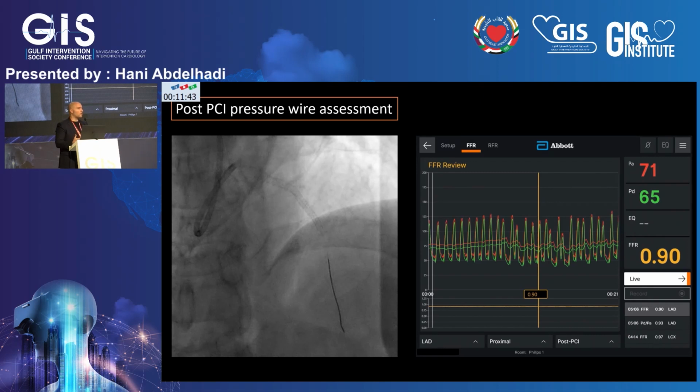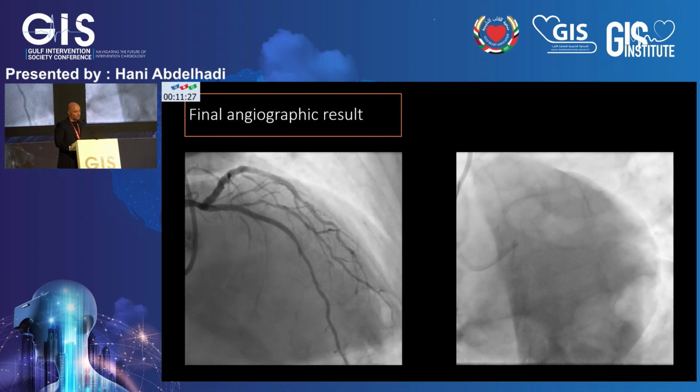We repeated the pressure wire assessment post-PCI of the LAD, and our FFR is 0.9. What do we think of this waveform here, Carlos? Is it acceptable? Yeah. So our FFR now is 0.9, and this is the final angiographic result.